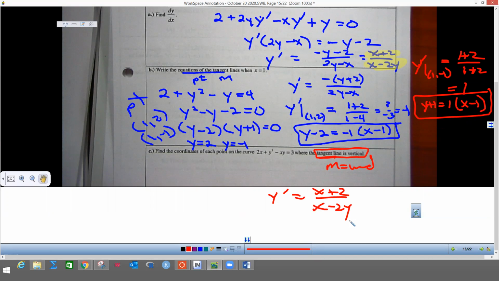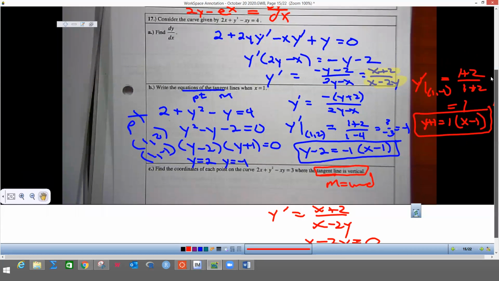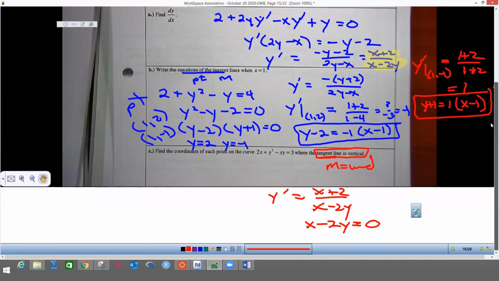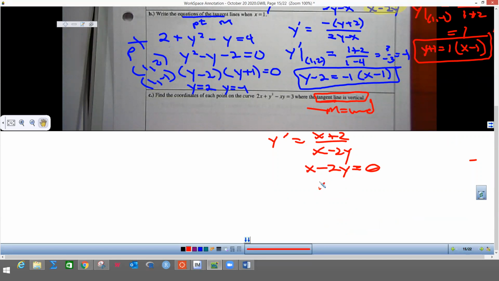So now I need to find where the slope is undefined. So I hope you realize slopes are undefined when you have 0 in the denominator. So we need to say x minus 2y has to equal 0. Let me check this out again. Find the coordinates of each point on this curve. Okay, so we need to find where this equals 0. So I guess I would solve this for, I don't really like this problem very well. So I would add 2y over. So it looks like to me, everywhere where x equals 2y is going to be true. This will be true wherever x equals 2y. So this is kind of a tricky problem.